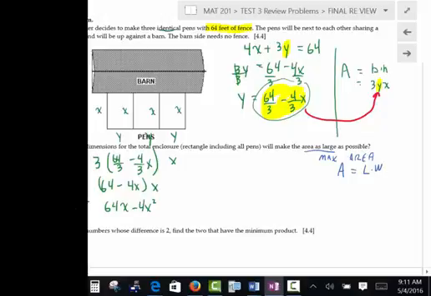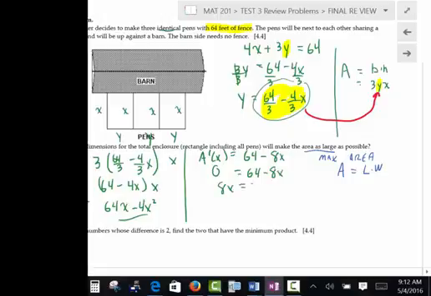You guys got any issues so far? You see the gist of what I'm doing. One variable. You got to get this in one variable. All right, what do you do now to finish this problem up? You do the derivative. So the derivative of this function is 64 minus 8x. Then what do you do? You set it equal to 0. So you have 64 minus 8x. And then you solve this.